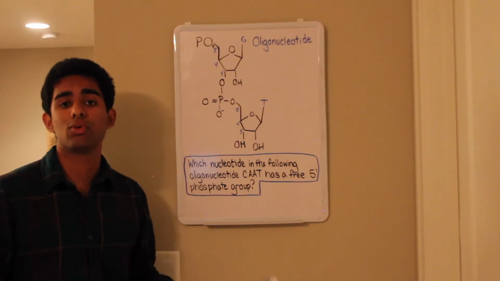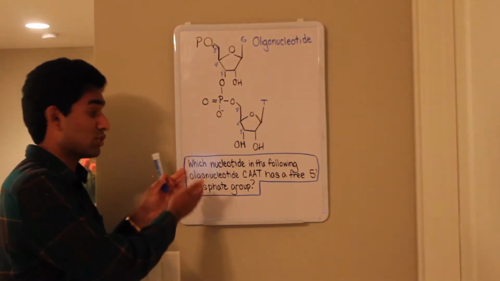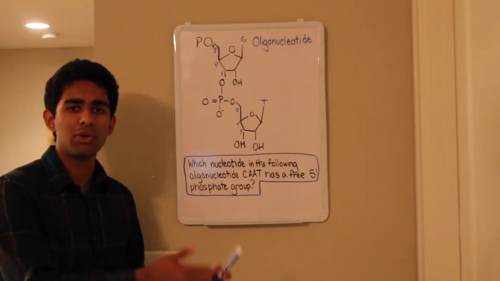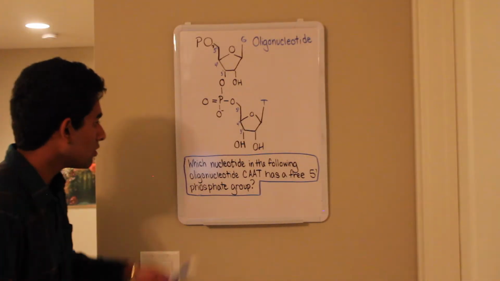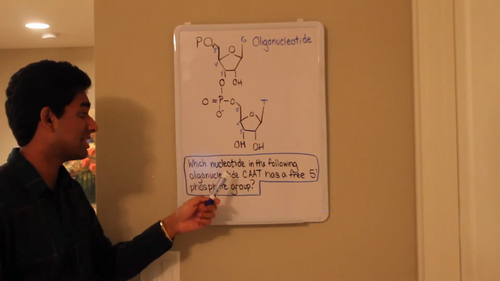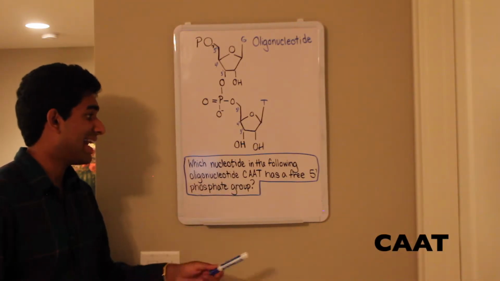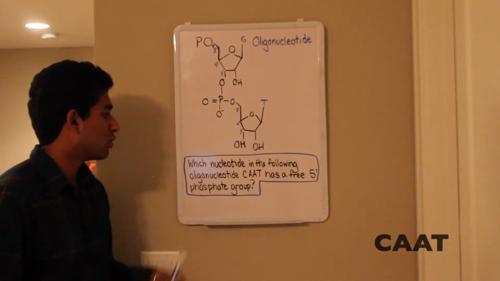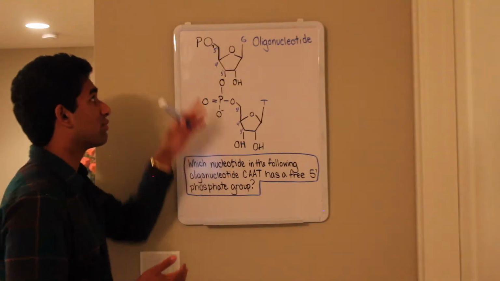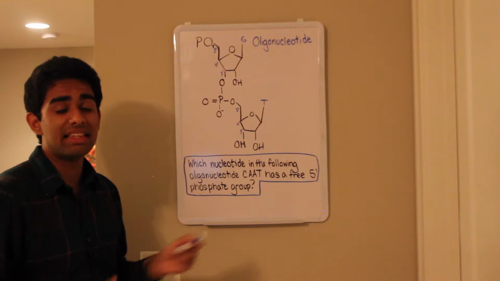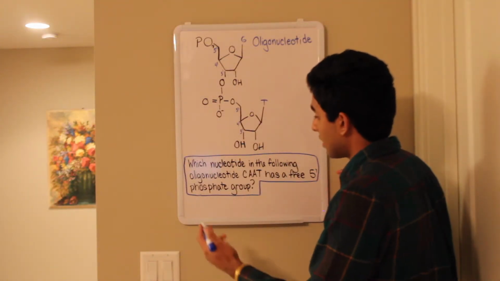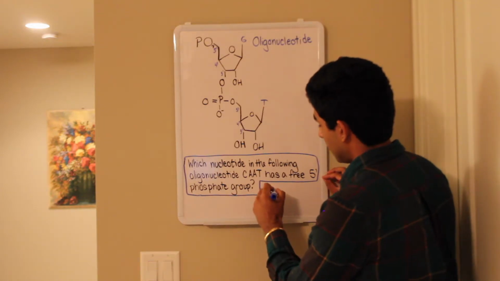So a quick checkpoint question for all of you is this one right here. I would recommend that you pause the video right now and create your own answer before I explain mine. So the question is, which nucleotide in the following oligonucleotide sequence, CAAT, has a free 5-phosphate group? Remember what we said earlier, that the first one written is generally the one with the free 5-phosphate group, meaning that in this case, the nucleotide with the free phosphate group would be the one containing a cytosine.